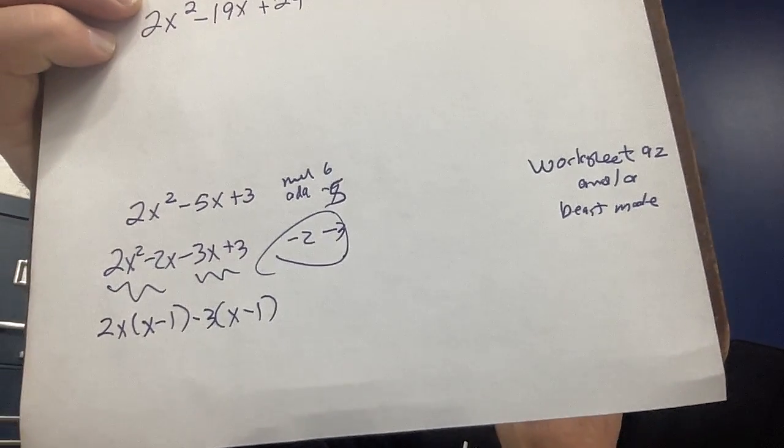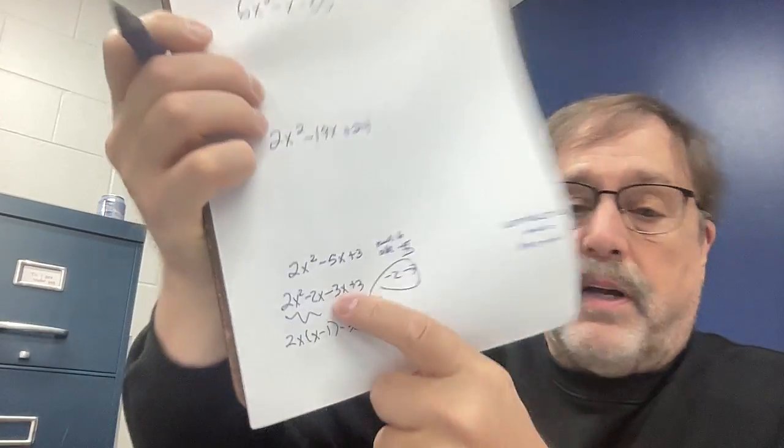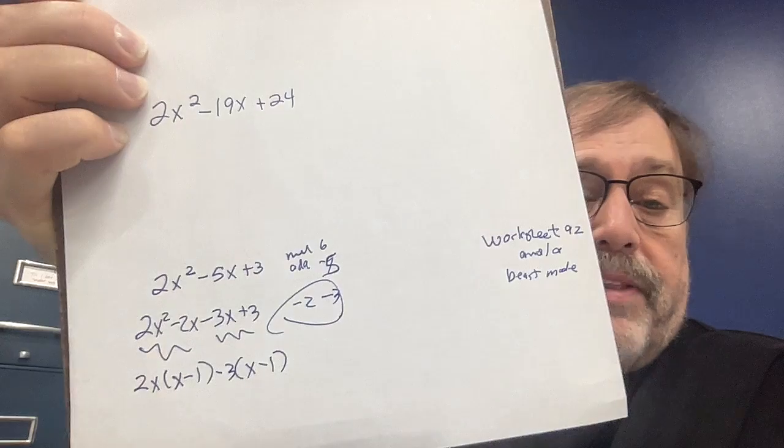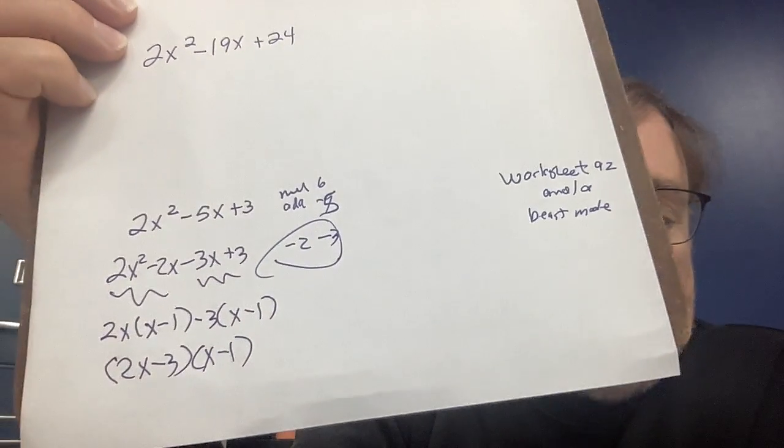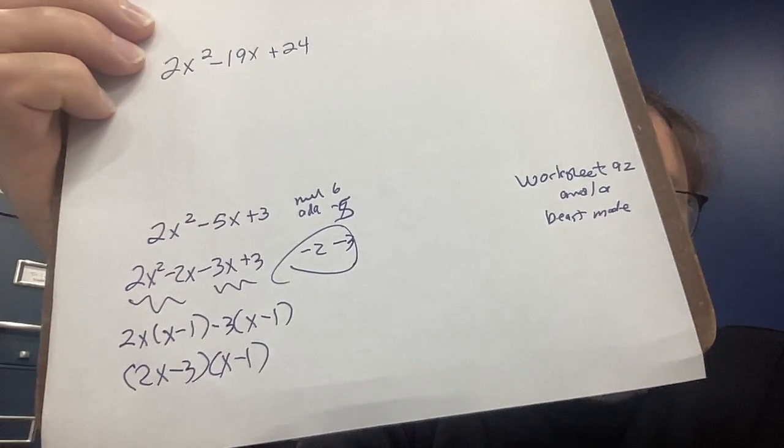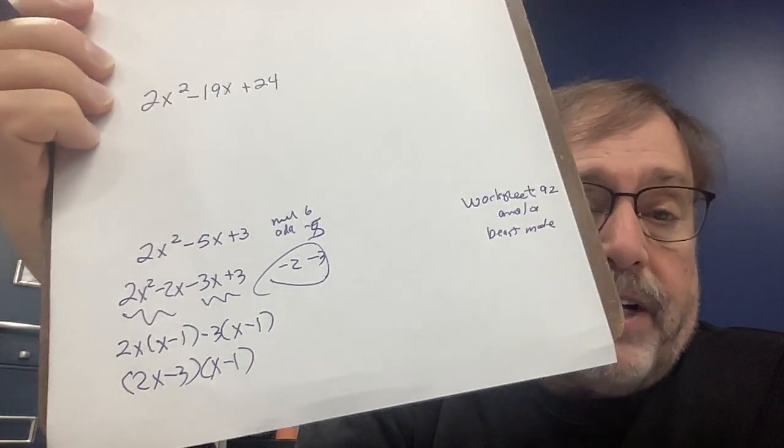So what happened is there was a 2x in common, and out comes an x minus 1. There's a 3 in common. Once again, pull out a negative if that's what we got there. You will notice those 2 parentheses match up. And your final answer is 2x minus 3 times x minus 1. You can absolutely FOIL to double check. That's your answer, but you can FOIL to double check.